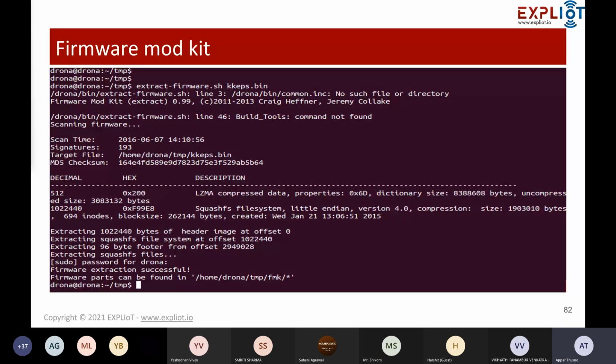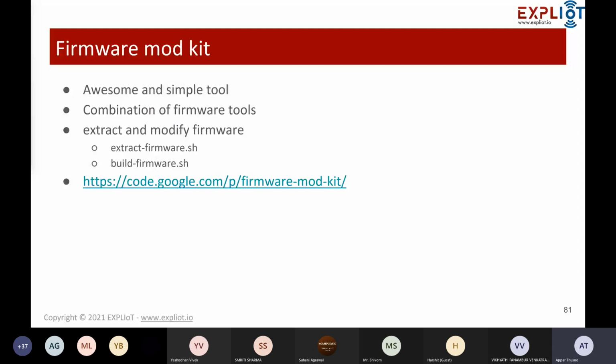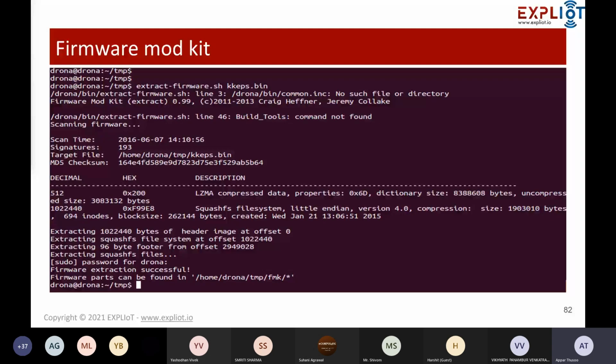Again, the command for repack is build-firmware.sh, and you can run it in the root directory of that extracted firmware. It would repack it into a binary, and then the attacker or someone who is working with the firmwares can use that binary to reflash.